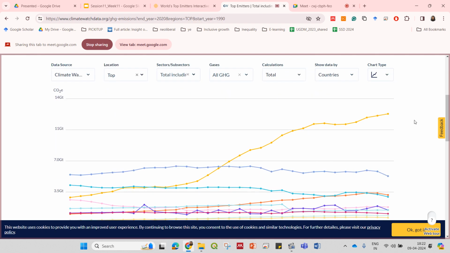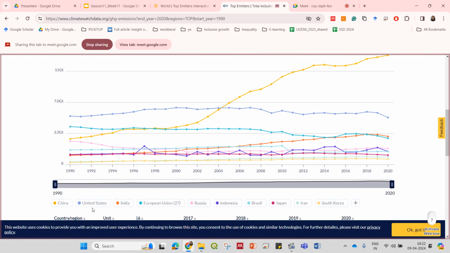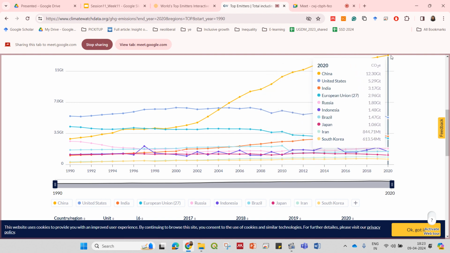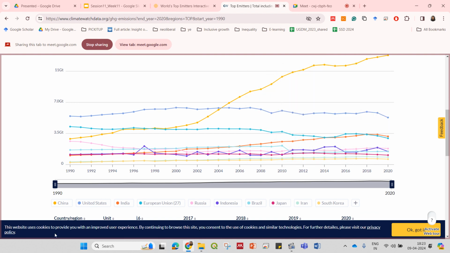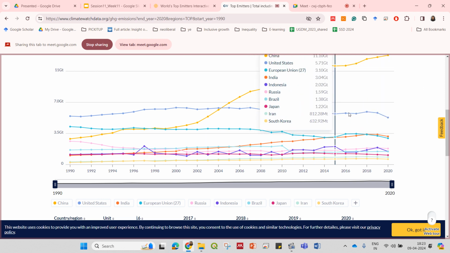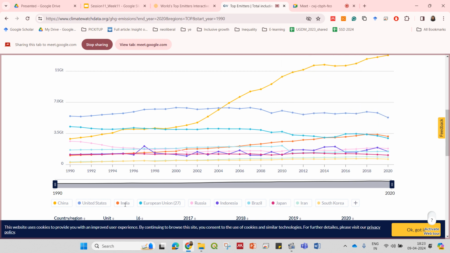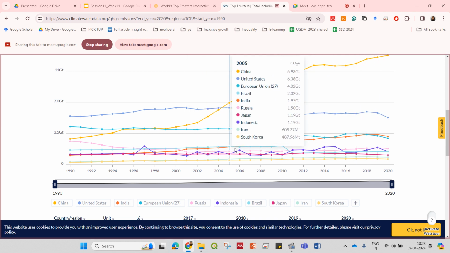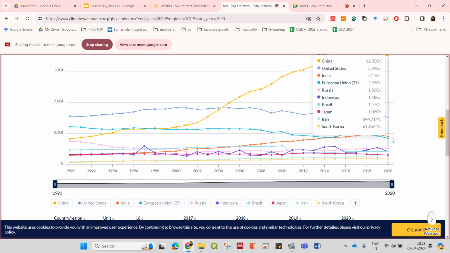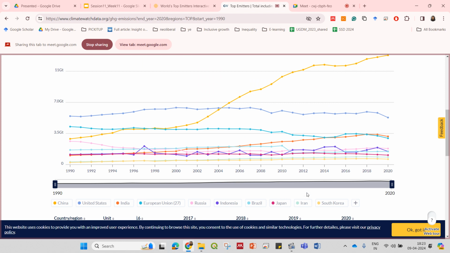So you can see this is the chart which shows the emission of the top emitters. You can see China is the top emitter and emissions are rising continuously. Then you can see the emissions for United States, which have reduced. Then for India, again India's emissions are increasing, but not as much as China's. So you can see emissions for different countries are there.